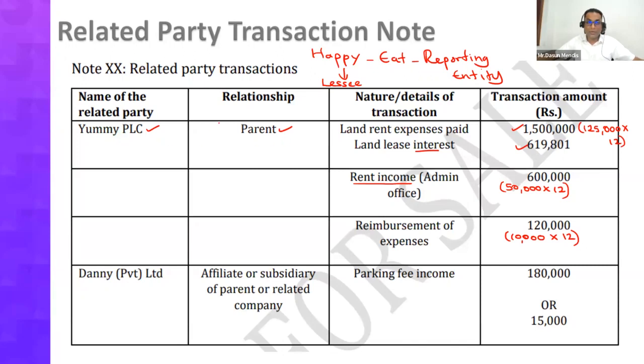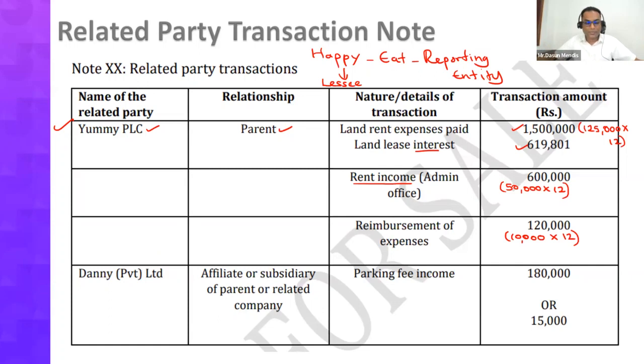Now, with the parent company, you mention the name of the parent company and you explain the relationship, that it is the payer. Then you list down the transactions, the nature of each transaction, and the amount of each transaction with the parent company. That is done. And all of you are aware, right? Parent and subsidiary are related parties to each other, that you know.